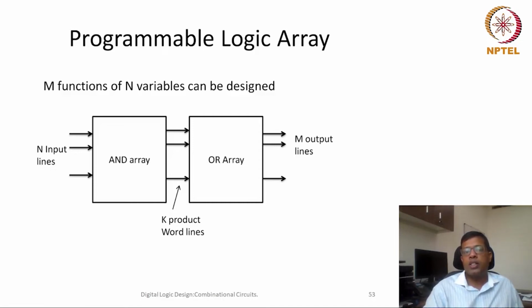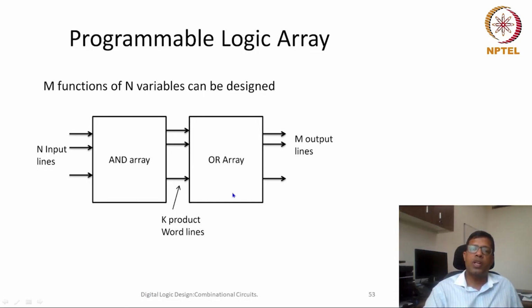Such k AND gates would be there, and all these k AND gates would be connected to my m output lines, or basically m OR gates would be there. So each OR gate can be connected to any of these k products. Depending on which products it is connected to, it will create a different function. So effectively, we would be able to create m different functions, assuming all of them are using the same n variables.